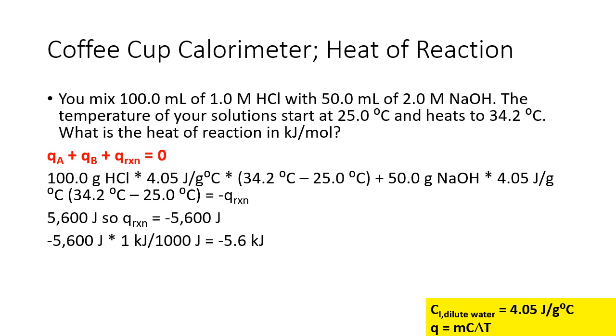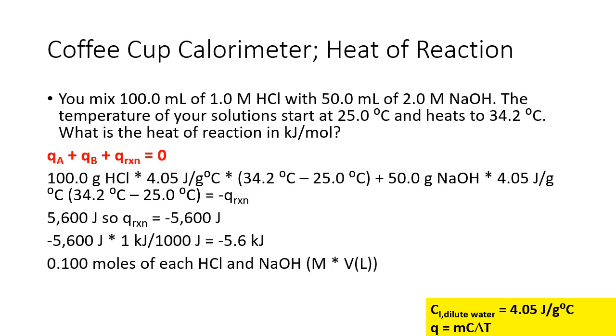But we need to get it per mole. So how many moles of stuff did we generate? Because that's what our heat of reaction is going to be related to. We need to find our limiting reactant. So if you take the molarity and multiply it by the volume in liters, we will find the number of moles of stuff that reacted. And in this case, it's always 0.1 for both HCl and NaOH. So we don't really have a limiting reactant or an excess reactant. We just have product we make.